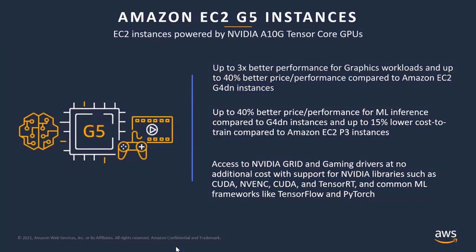G5 instances represent a continuation of our graphics platform, providing the latest graphics architecture, the NVIDIA Ampere A10G Tensor Core GPU. With the latest graphics APIs, you can get up to 3x better performance. For ML-based workloads, you can get up to 40% better price performance compared to our previous generation G4dn instances, with an up to 15% lower cost to train compared to EC2.